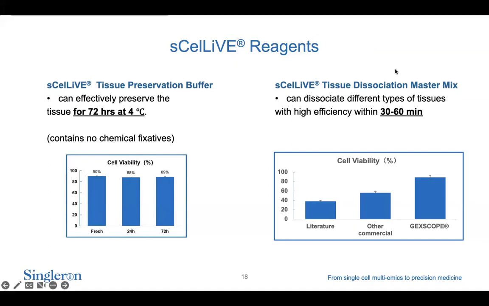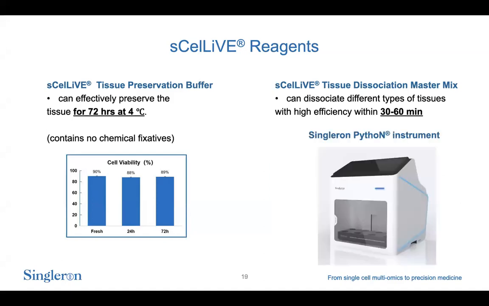We have the so-called SLife tissue dissociation master mix. It's an enzymatic solution that enables you to efficiently create a single cell suspension from a variety of different tissue types. And we have data showing that the cell viability that you achieve when you use our tissue dissociation master mix is very high. To create the single cell suspension using our dissociation master mix, you don't need a dedicated instrument. You can put your tissue with the enzymatic mix into a thermal bath, and this is all you need.